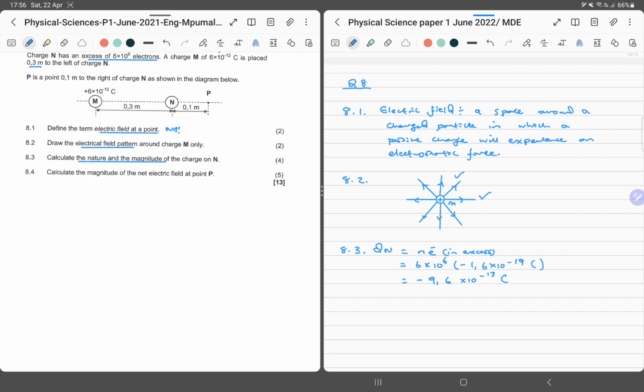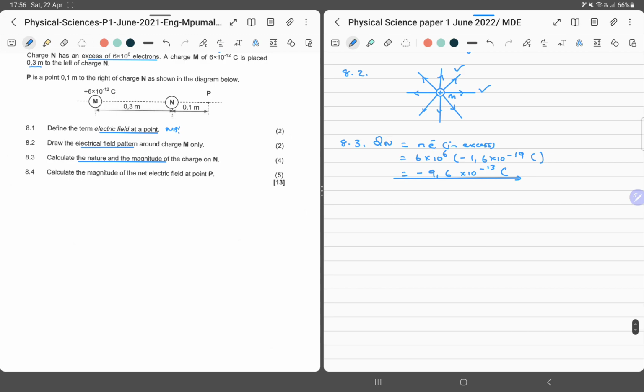It's a very rough situation. Why is it not 12? Why 13? Did I do the right thing? 6 times 10 to the exponent 6 into minus 1,6 times 10 to the minus 19. It maintains the minus 13 coulombs, it's fine. Sometimes it gets you scared when you get an answer that is different from what you were given, but either way, they can do it on purpose.